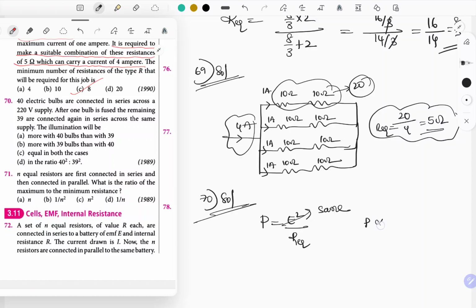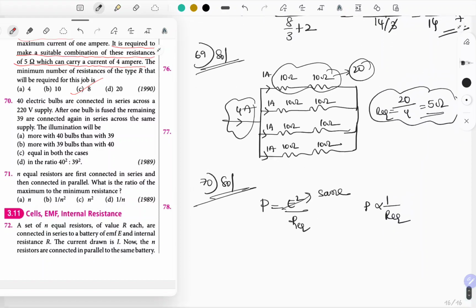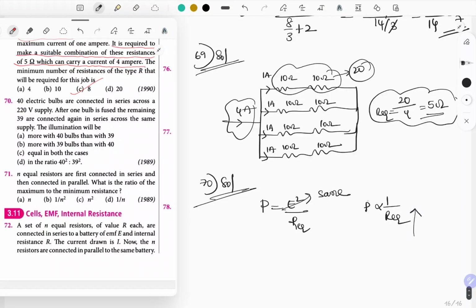Then power is inversely proportional to R equivalent, in which case R equivalent is more. See, if R equivalent is more, then power is going to be less. Let's decide this. So R equivalent of 40 bulbs is more than R equivalent of 39 bulbs. Correct?